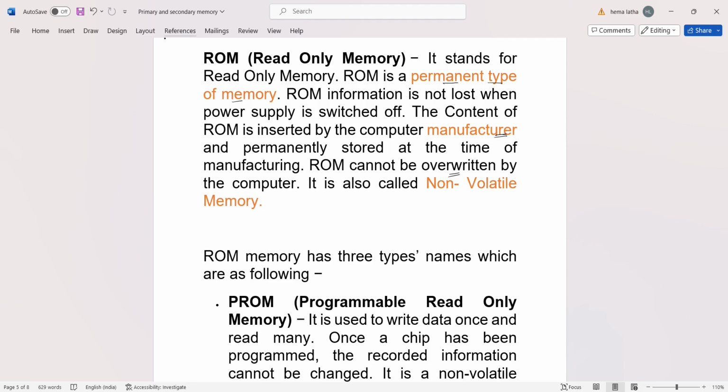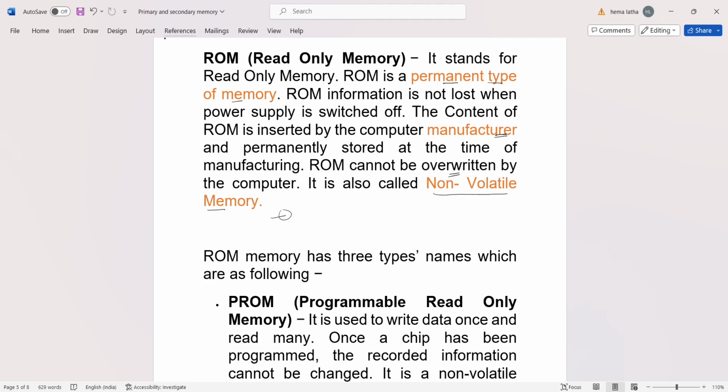It is read only. We can read it, but we cannot overwrite. It is also known as non-volatile memory. So what is the meaning of non-volatile? If the power is switched off also, the information will not be lost. That's what it is called, non-volatile memory.